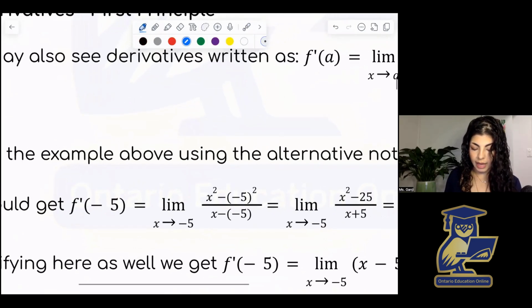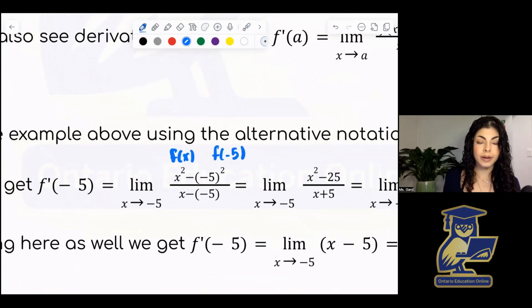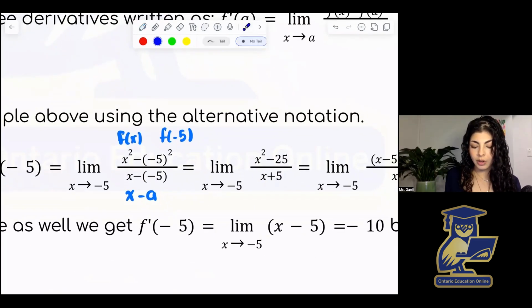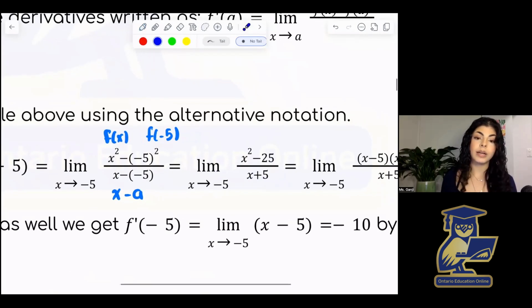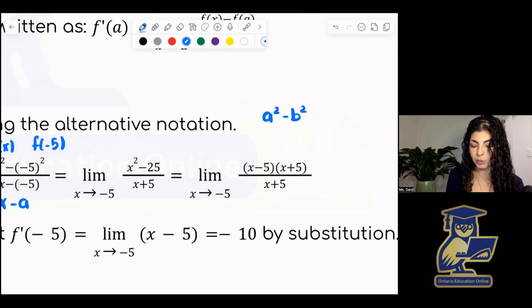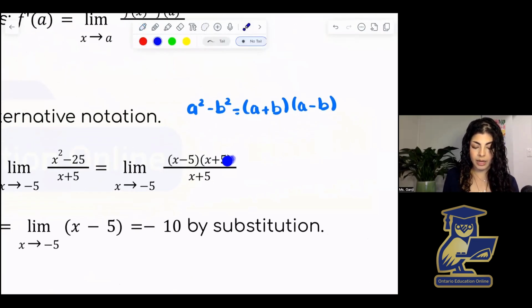So this is just the f of x minus, and this is f of -5. Okay, so -5 squared. And in our denominator, we just have x minus a, with a being -5, so we end up with x plus 5. And in our numerator, we have x squared minus 25, which is a difference of squares. Remember, difference of squares: when you have a squared minus b squared, this is a plus b times a minus b. And that's exactly what I've done here.